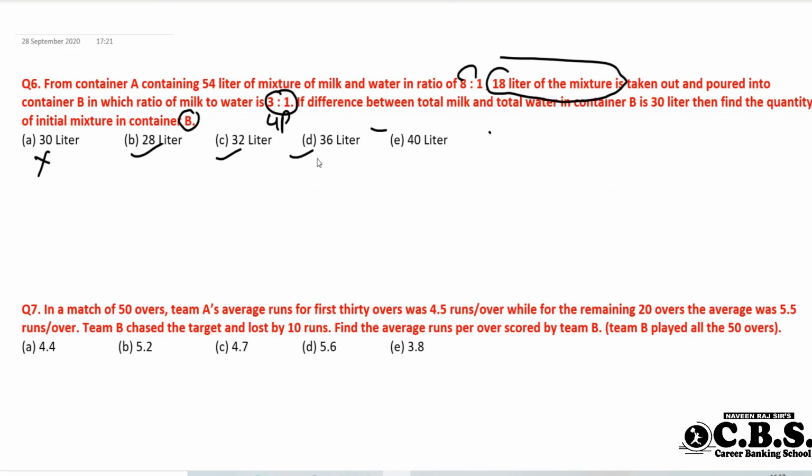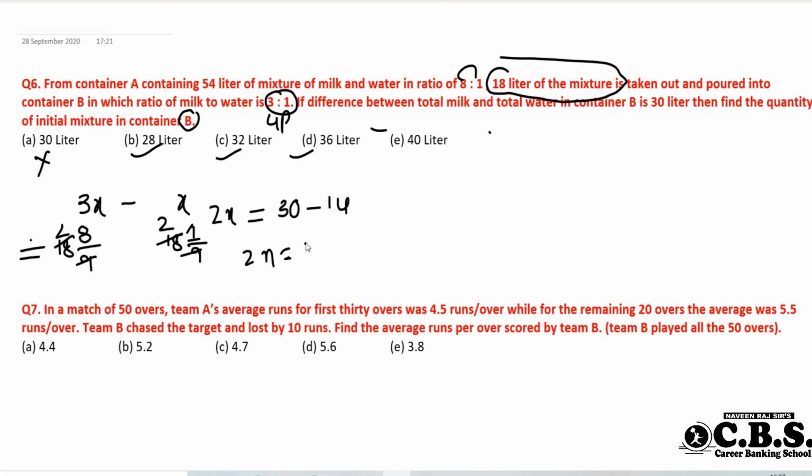Let's solve the question, very simple. The initial B is 3x milk and x water. How many liters of milk are taken from the first container? Out of 18, total parts are 9. The milk is 8 parts out of 9, so 8 times 2 is 16 liters. The water is 1 part, so 2 liters. The difference is 16 minus 2, which is 14. In container B, 3x minus x is 2x. The difference must be 30 liters, so 2x plus 14 equals 30. Therefore 2x is 16, so x is 8. There are 4 parts in total, and 4 times 8 is 32 liters. Option C is the right answer.